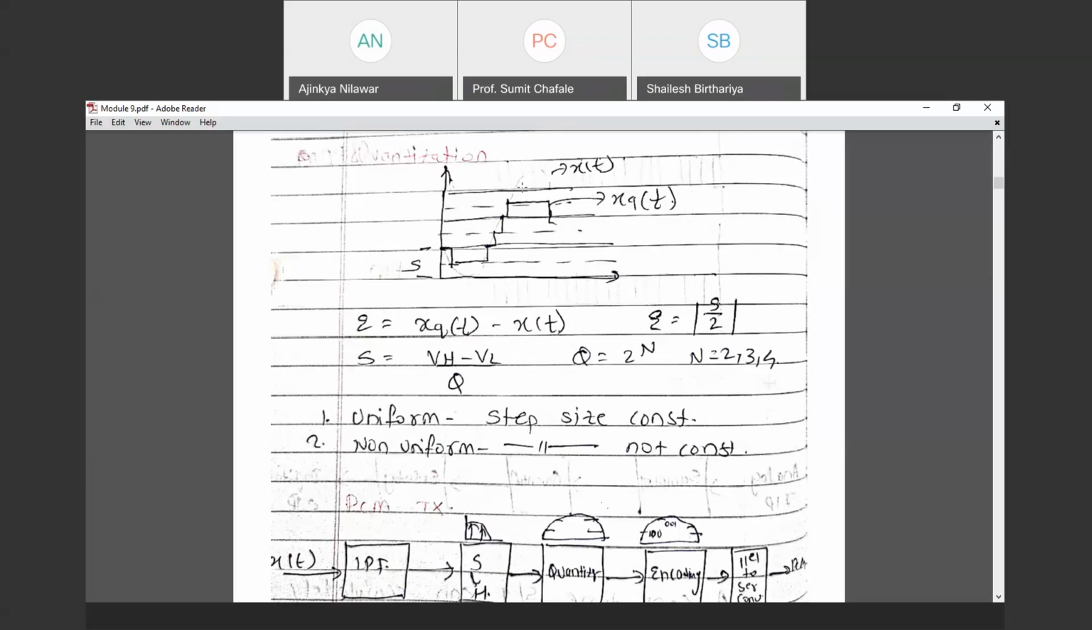I think you are getting this, or not getting this? I don't know. I will just move my cursor.